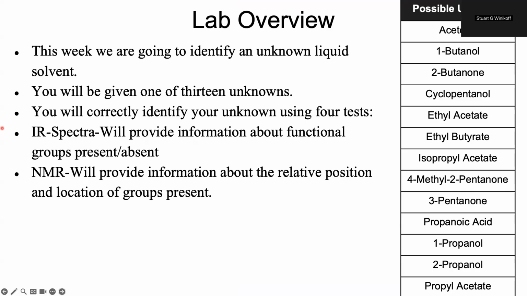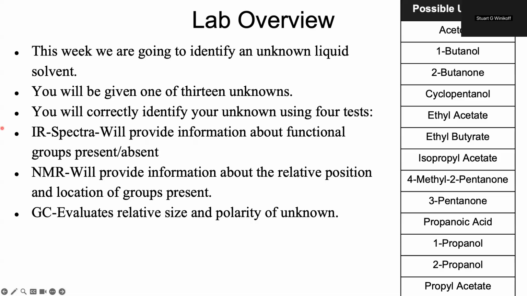Then we've got NMR. NMR tells you a lot of information about the relative position and location of groups. If I know I have a carbonyl, where are my CH groups or where are my hydrogens with respect to this? This will help you really build up the full molecular structure, which can help you identify nearly identical compounds like 1-butanol versus 2-butanol.